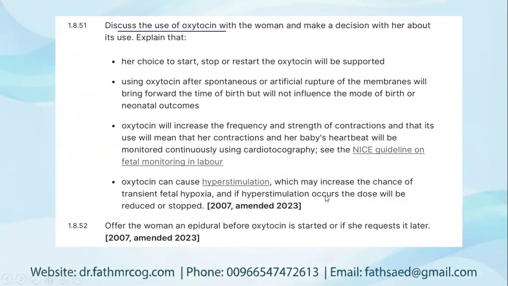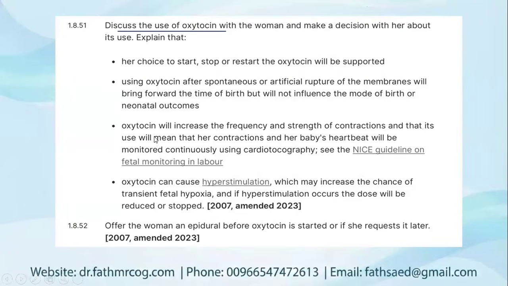Discuss the use of oxytocin with the woman and make a decision with her about its use. Explain that her choice to stop or restart the oxytocin will be supported. Using oxytocin after spontaneous rupture of membranes and ARM will bring forward the time of birth but will not influence the mode of birth or neonatal outcomes. Oxytocin will increase the frequency and strength of contraction, and its use will mean that her contractions and her baby's heartbeat will be monitored continuously using CTG. See NICE guideline on fetal monitoring.